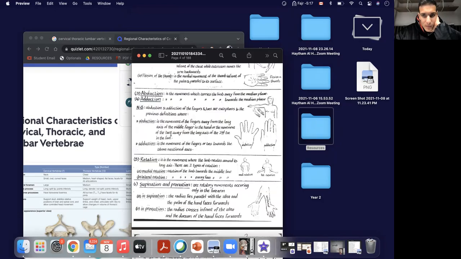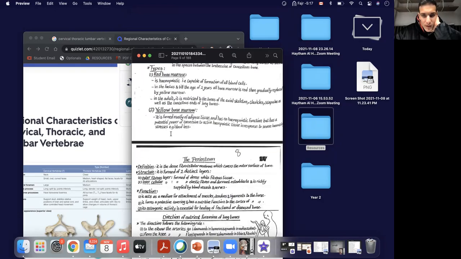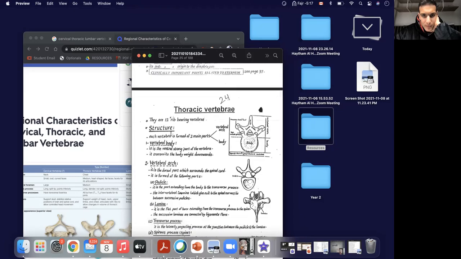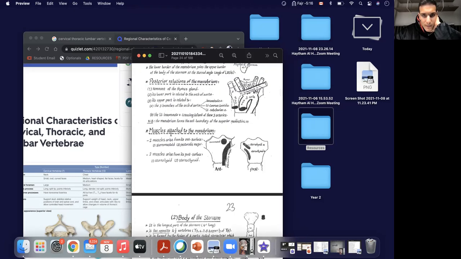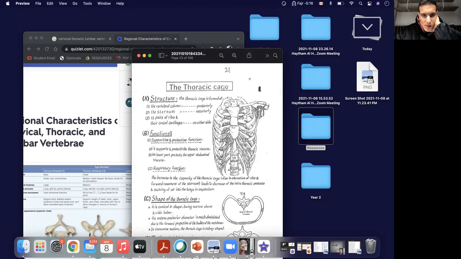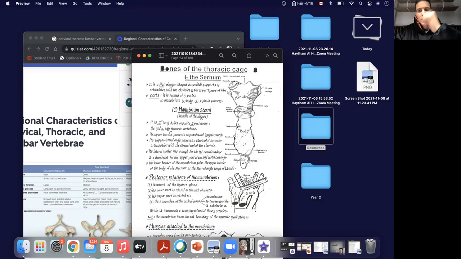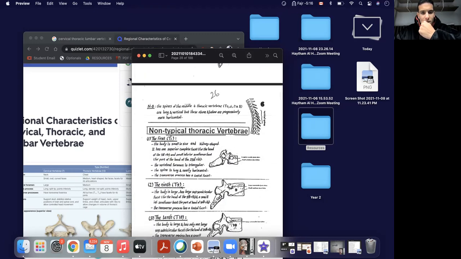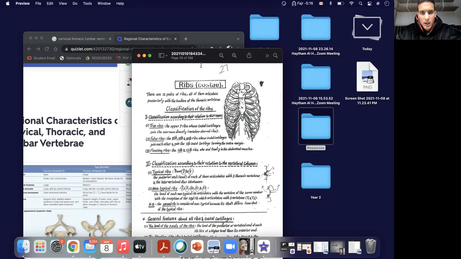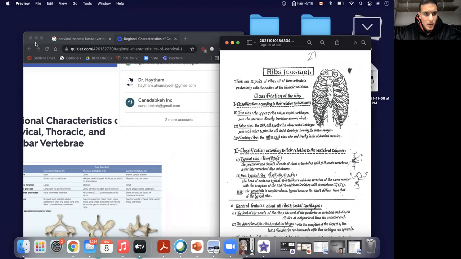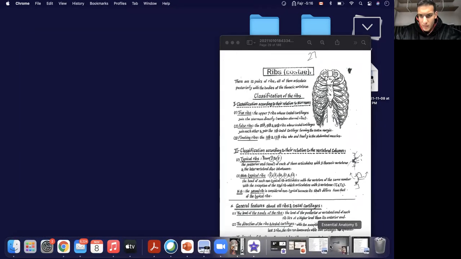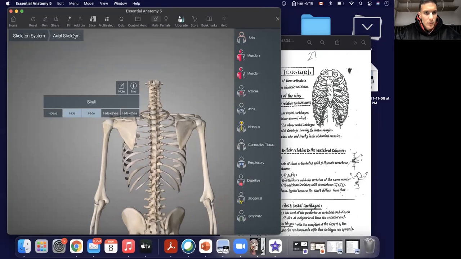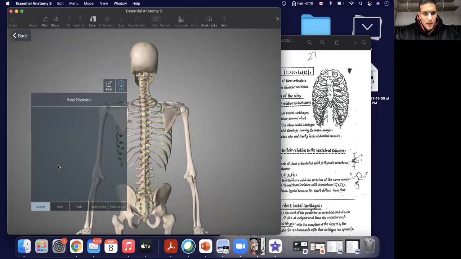So ribs, very quickly, it's on 22. Okay, so where are the ribs? Yeah, that's the sternum. We need the ribs. Yes, there. Okay, so for the ribs, I'm going to get the axial skeleton, isolate there.